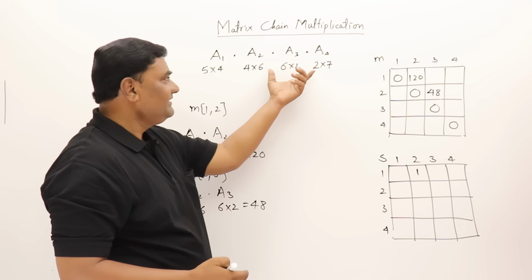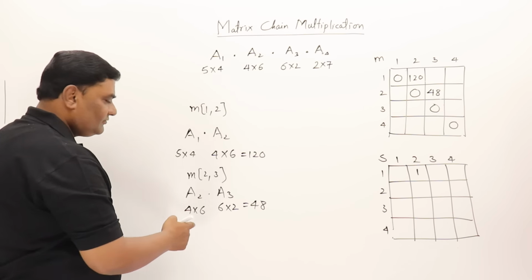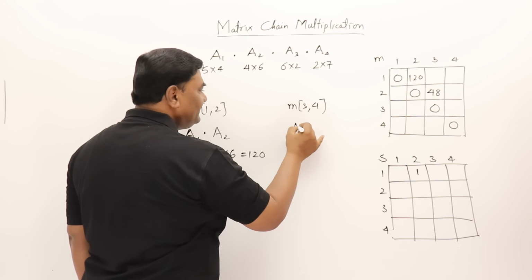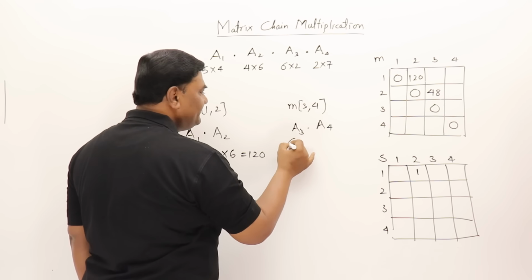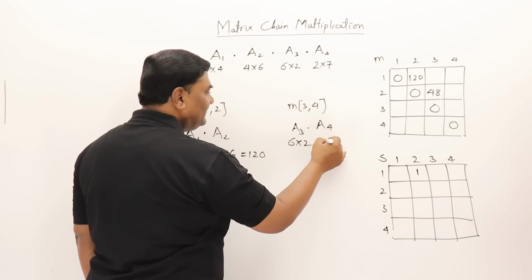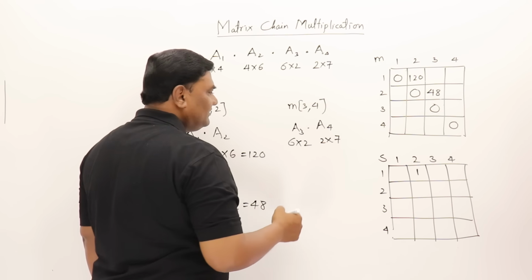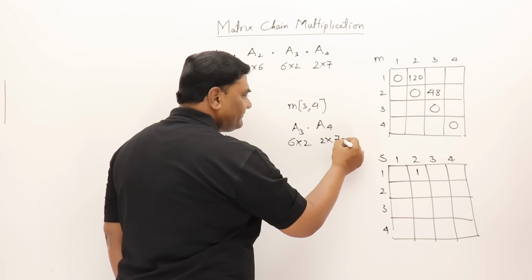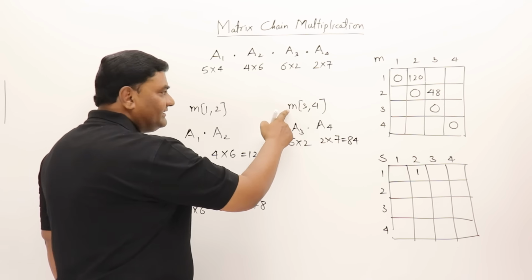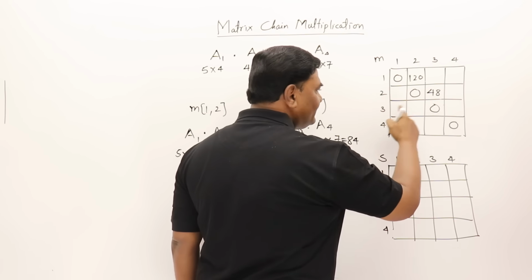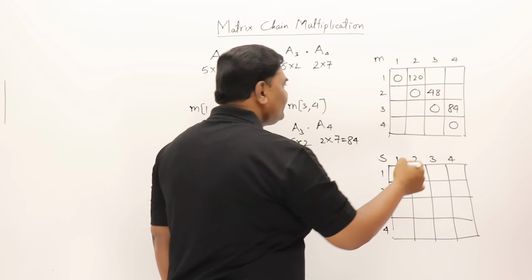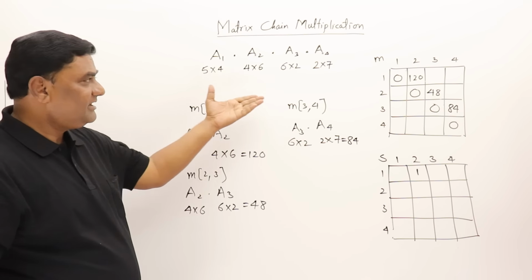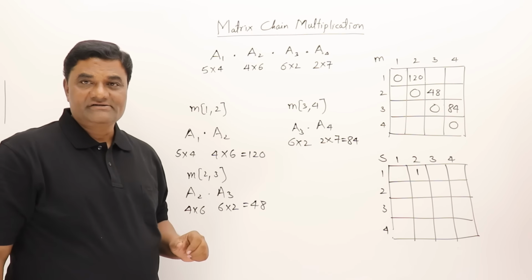Next I will be selecting A3, A4. So here I will write down M of 3 comma 4, multiplying these two matrices. Their dimensions are 6, 2 and 2, 7. Right? So 6 into 2 into 7 is 84. So 3 comma 4 is filled with 84. Now I have the cost of multiplying pairs of matrices, and there are different pairs possible. I have taken all possible pairs.